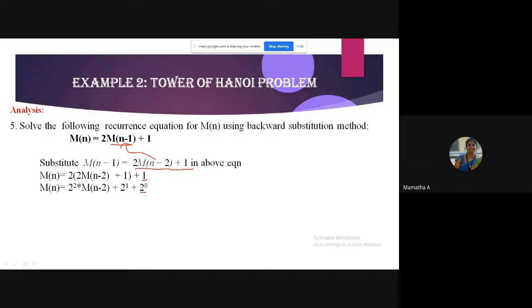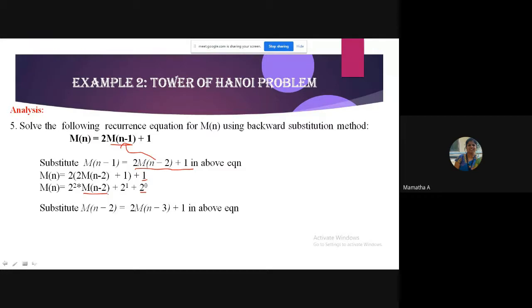Are you understanding? You might ask me, ma'am, how do I know this? It's only through practice. As you solve the problems, you will get to know. Do not simplify. Just keep it as it is. Let's see how we can simplify further later. Okay, next, what should I substitute for m of n minus 2? What is m of n minus 2? It is 2 into m of n minus 3 plus 1.